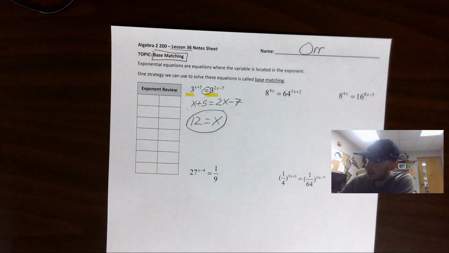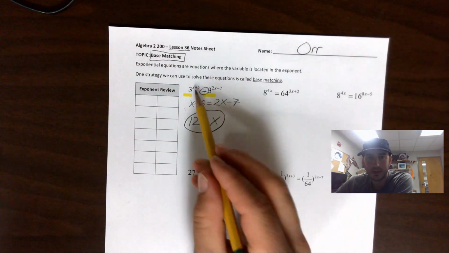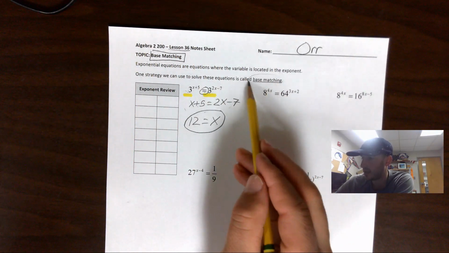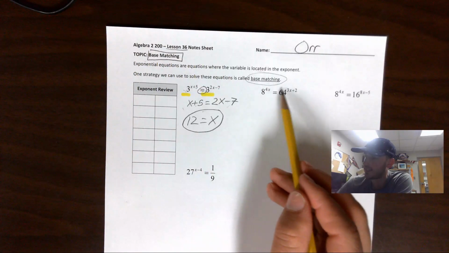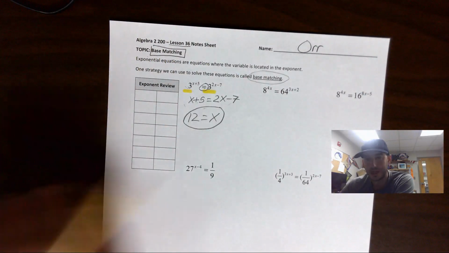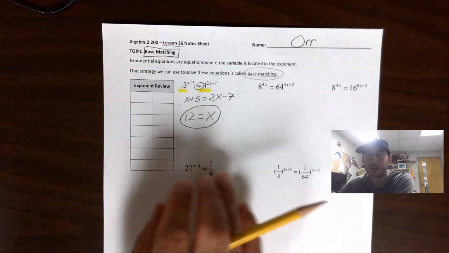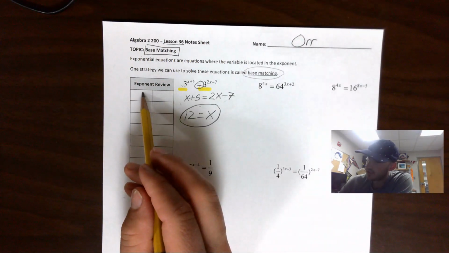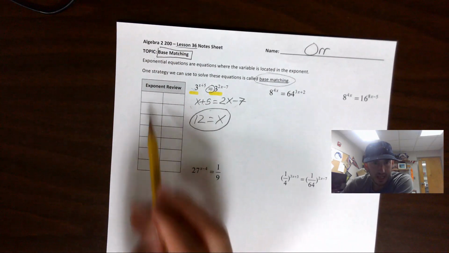But we run into issues in problem 2. The first problem was really easy because these matched, hence the name base matching. But here we have an 8 and a 64, so they do not match. So we're going to have to come up with a new strategy for dealing with a problem like this. First, I want to start with a little bit of exponent review.